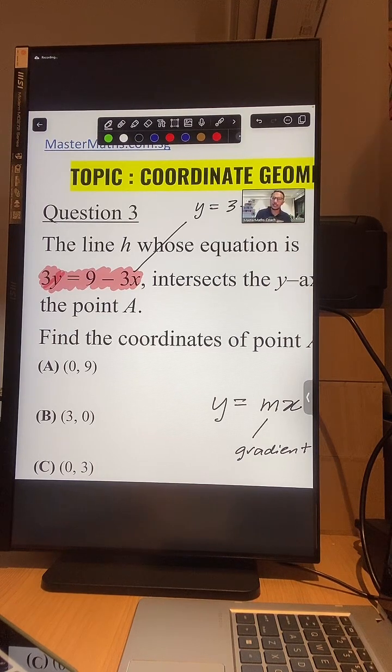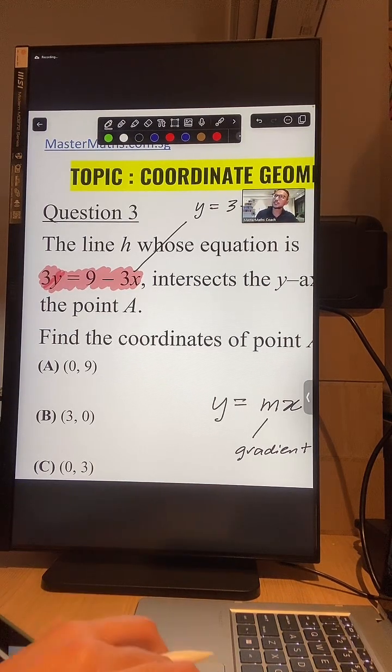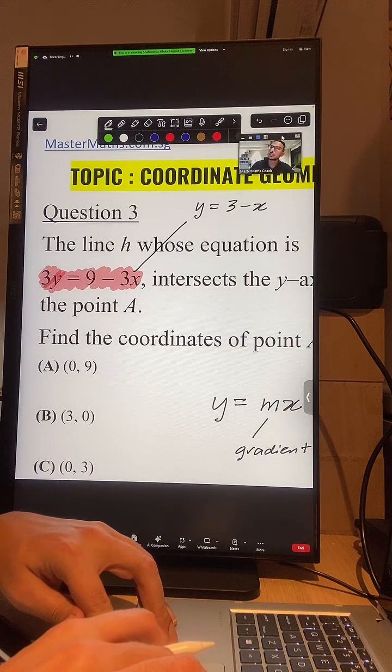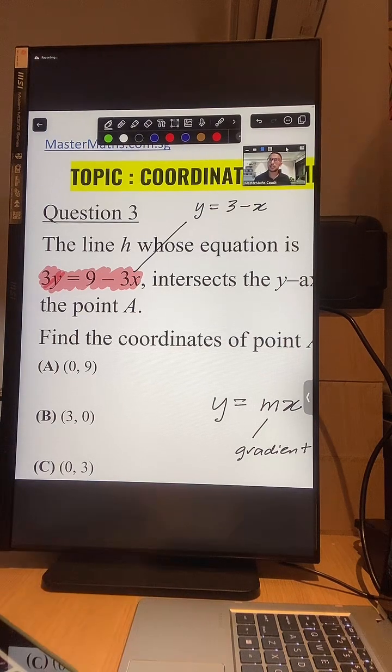Alamak, my face is blocking this. Hold on, let me move this thing. I hope you can still see me.